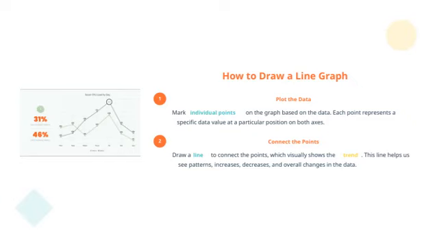When looking at a line graph, it's important to see patterns, increases, decreases, and overall changes in the data. This line helps us connect the points visually, making it easier to spot trends and understand how the data moves over time or across categories. To do this, we draw a line that links the individual data points on the graph. Each point represents a specific data value at a particular position on both axes. By connecting these points, we can clearly see the overall direction and flow of the data, which is essential for analyzing trends and making informed conclusions.